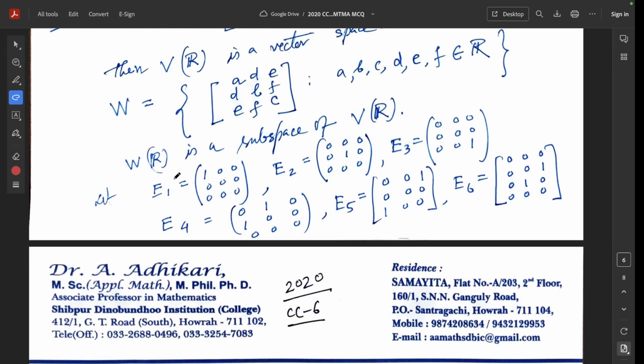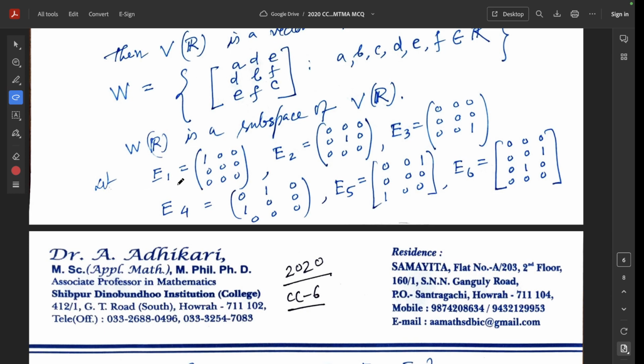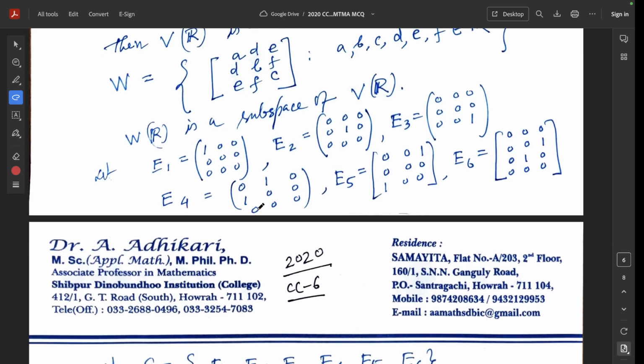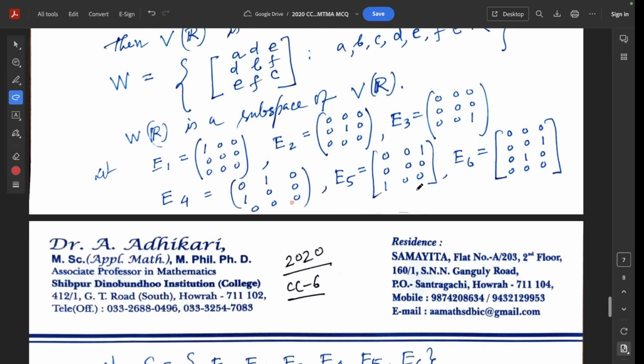Let E1 be the matrix 1, 0, 0, 0, 0, 0, 0, 0, 0. E2 is 0, 0, 0, 0, 1, 0, 0, 0, 0. E3 is 0, 0, 0, 0, 0, 0, 0, 0, 1. E4 is 0, 1, 0, 1, 0, 0, 0, 0, 0. E5 is 0, 0, 1, 0, 0, 0, 1, 0, 0. And E6 is 0, 0, 0, 0, 0, 1, 0, 1, 0. Sorry, the earlier one was wrong, remove that vector.